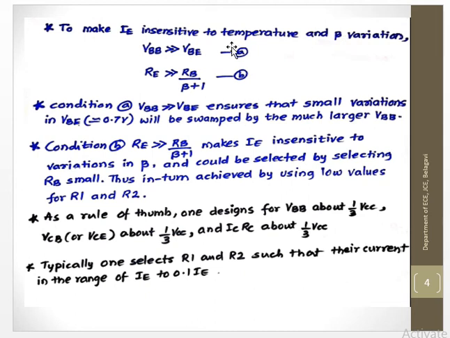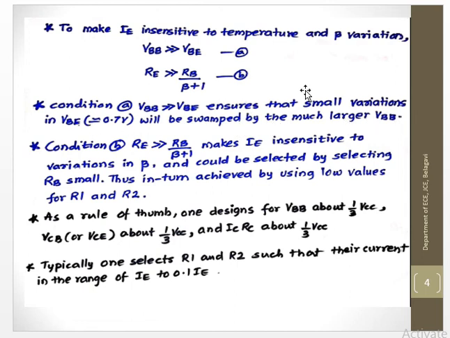the two transistors may not have the same beta value, current amplification factor. To make IE insensitive to temperature and beta variation, the condition is VBB should be a much larger value compared to VBE, and one more assumption is RE should be very much greater than RB divided by beta plus 1. By condition A, the first condition, VBB very much greater than VBE ensures that small variations in VBE, as VBB is much larger compared to VBE, will be swamped by the much larger VBB.